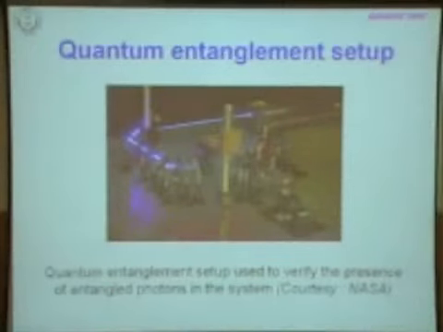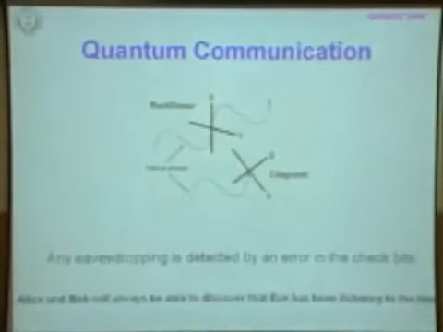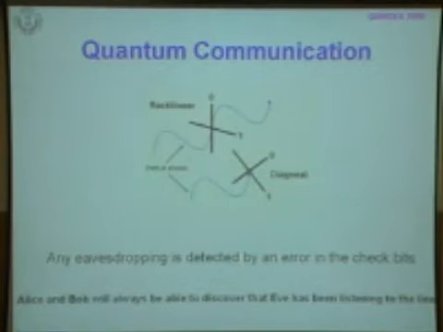This is just a photo of a quantum entanglement setup. Quantum communication channels are also very interesting because any eavesdropping is detected by error in the check bits. You will hear more of this in the talks. I have just tried to give a brief idea of quantum ideas. Alice and Bob will always be able to discover that Eve has been listening to the line.